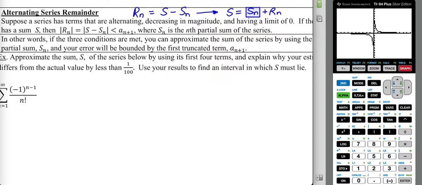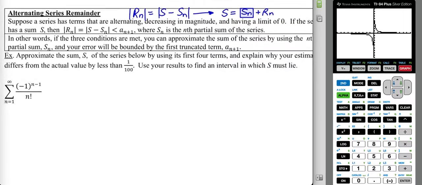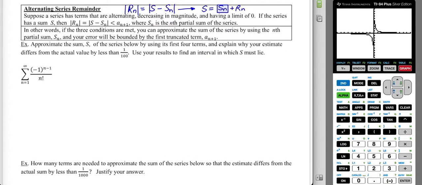Now, what this rule is saying is, again, we're going to assume only positive values, so the differences would be positive. This S minus S sub n equaling the remainder is always going to be less than whatever the next term is in the sequence. It's a pretty cool relationship. So let me just show you what that looks like.